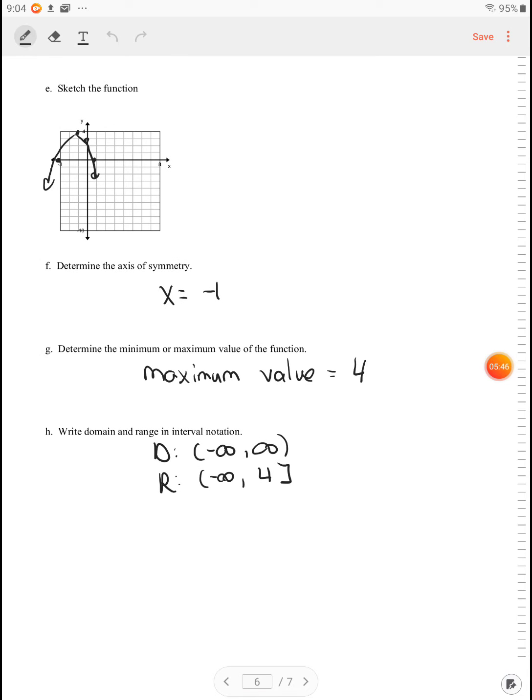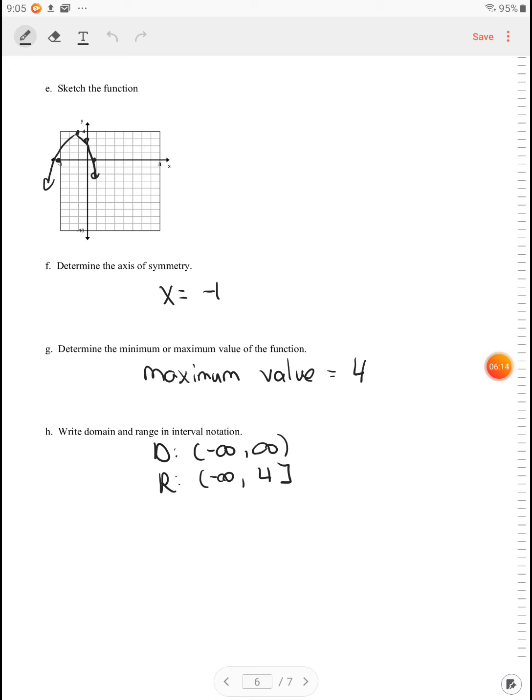Okay, next we want to sketch the function. So again, I plotted the vertex, our y-intercept, which was 0, 3, our x-intercepts, which were -3, 0 and 1, 0, and our vertex, which was -1, 4. Your axis of symmetry is the x value of the vertex, x equal -1.